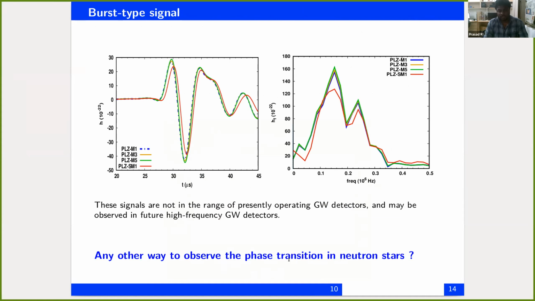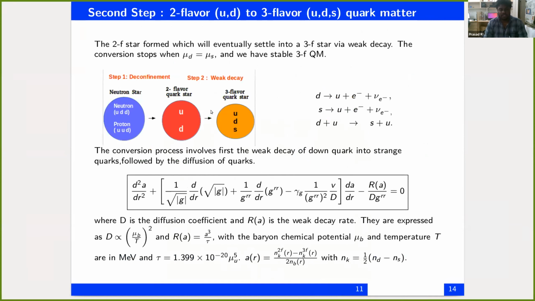But is there any other way we can observe the phase transition? Because these signals are not in the range of the present detector. The answer comes from the second step of phase transition. The first step was the reconfinement. The second step, due to weak decay, up, down, and strange quarks form. This particular thing can be modeled by a diffusion type of equation.